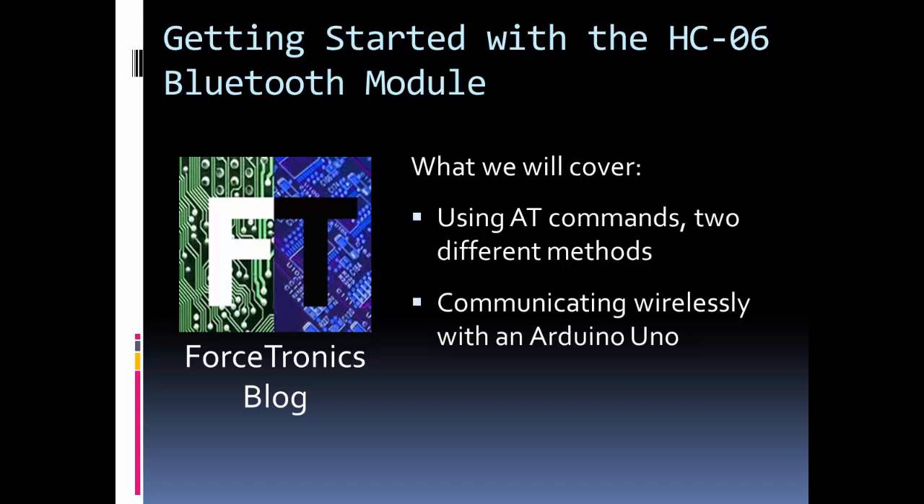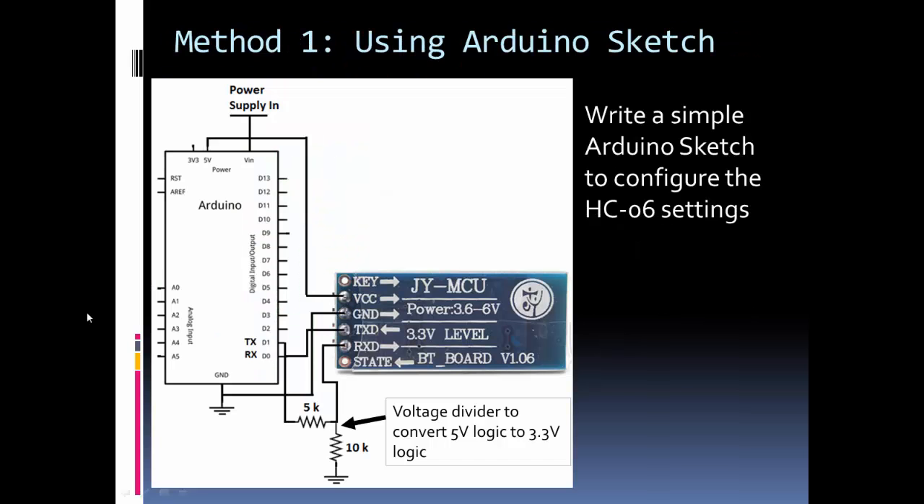Changing settings on the HC-06 using AT commands. I'll show two different methods for doing that. And then we'll set up a quick demo to show how we can communicate wirelessly with an Arduino Uno using the HC-06. Method one for changing the settings on the HC-06.